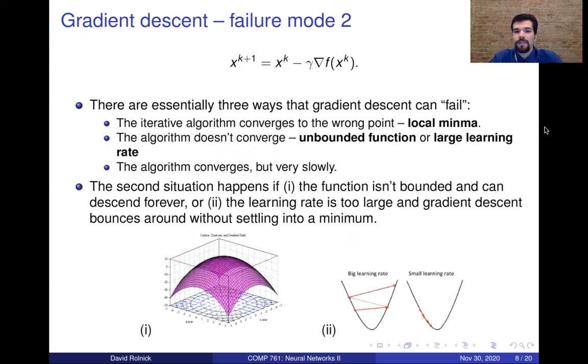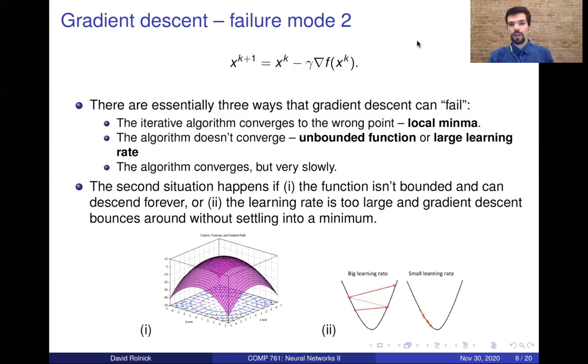The second problem is if the algorithm doesn't converge. There are a couple of reasons why this might happen for gradient descent. The first one is the stupid one, which is just that there isn't a minimum. Maybe in some sense that's not failing, but if the function just isn't bounded, you could descend forever. Imagine this big function where you could keep on taking steps down and there's no bottom. You never hit bottom.